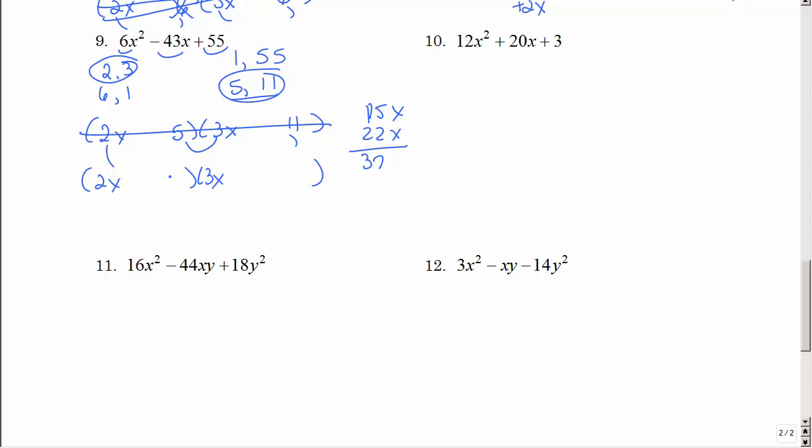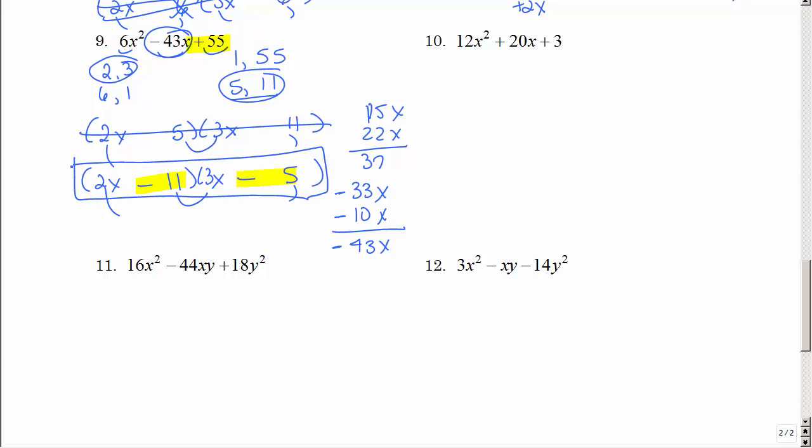But what if we switch those? That would be 33x, and that would be 10x. What do I need in the middle? Negative 43. Well, if those are both negative, don't I get negative 43? So if I make them both negative, a negative times a negative, is that positive 55? Yes, it is.